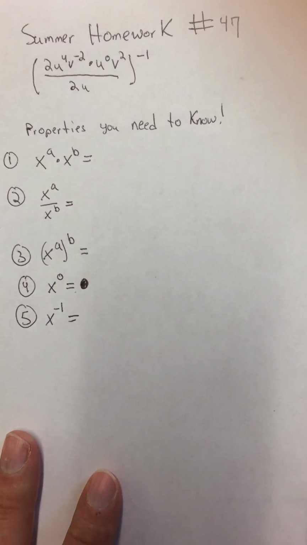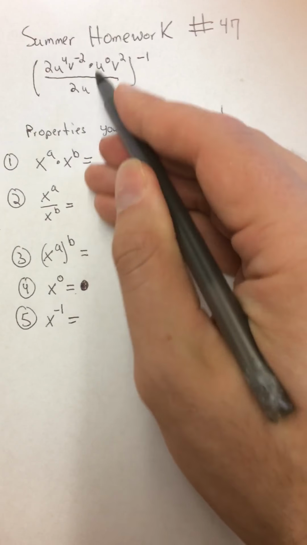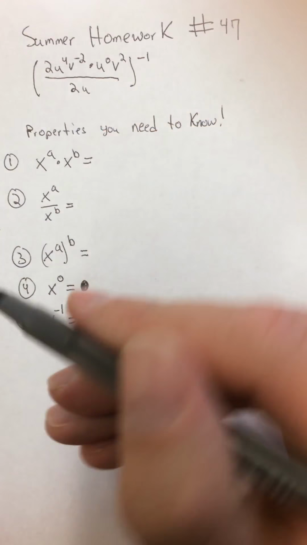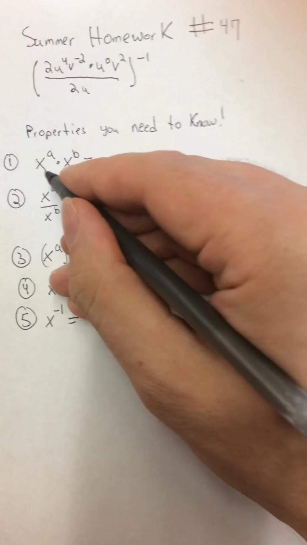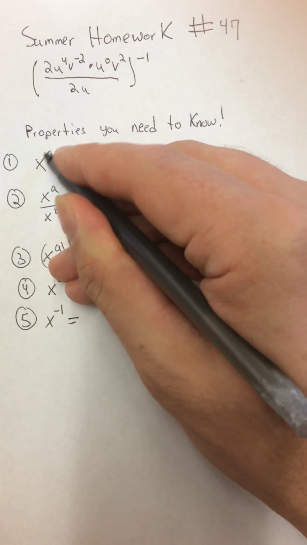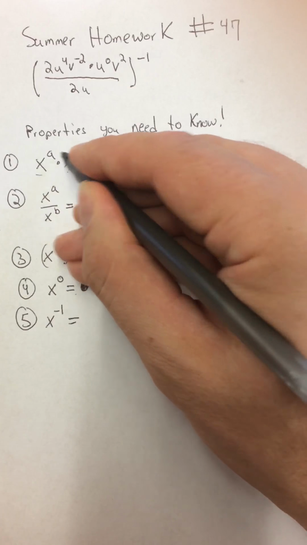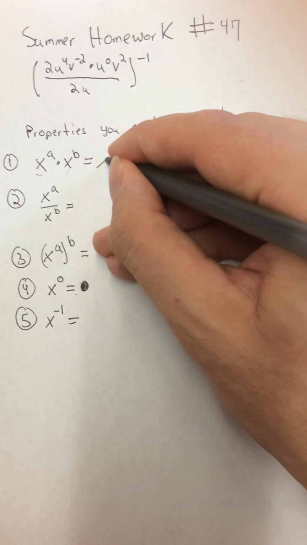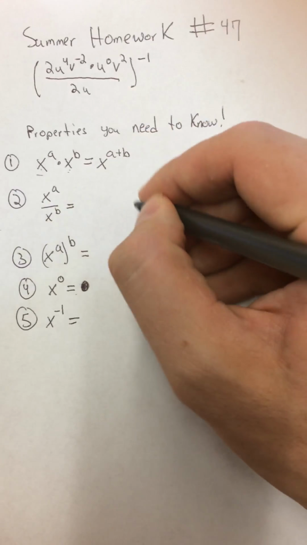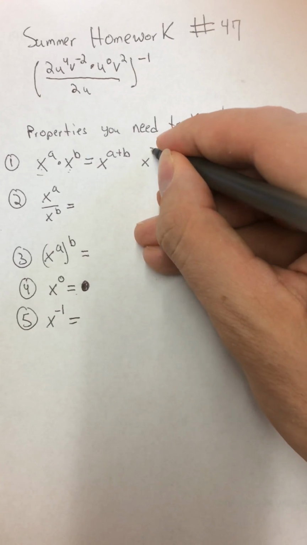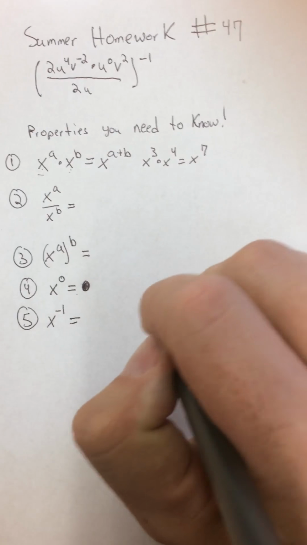Summer homework problem number 47 asks you to simplify this really ugly expression with exponents in it. And there are a few properties of exponents you need to know to be able to do this. The first thing is if you have two exponentials with the same base, in this case x, and they're multiplying, you can add their exponents. So x to the a times x to the b is x to the a plus b. For instance, x to the third times x to the fourth is x to the seventh.